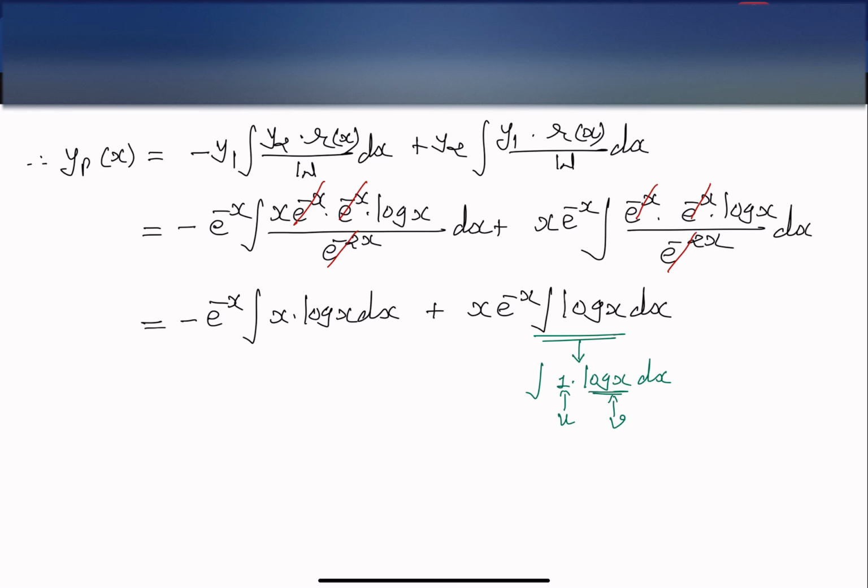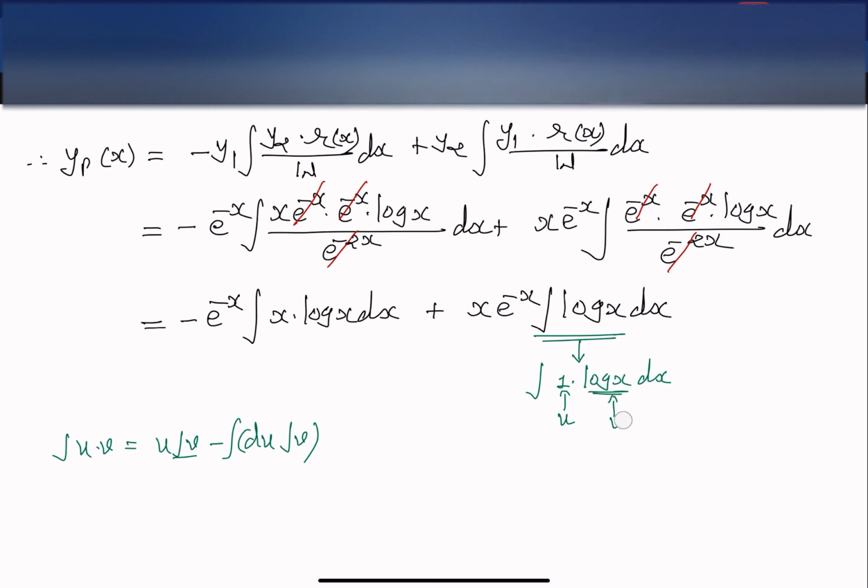Yes, I know. You know what integration by parts is, right? Integration of uv is equal to u times integration of v, minus the integral of the derivative of u times integration of v. But integration of log x we don't know, right? So I don't assume this as u and this as v. Clear?